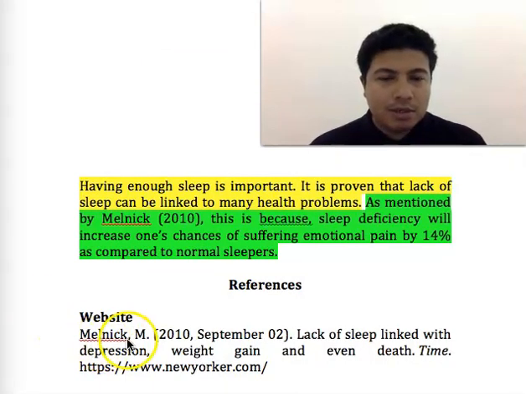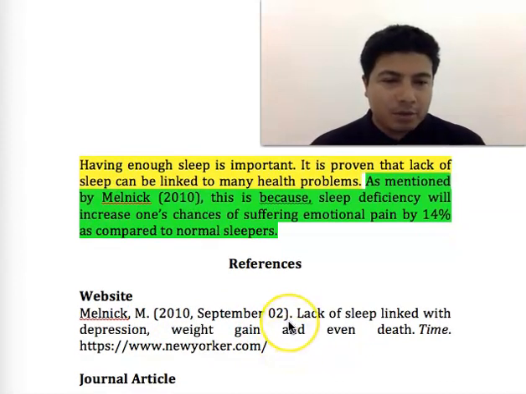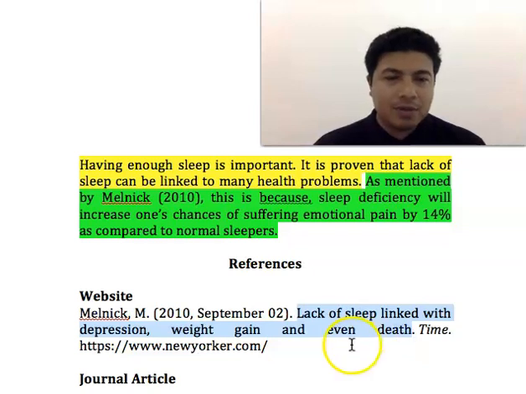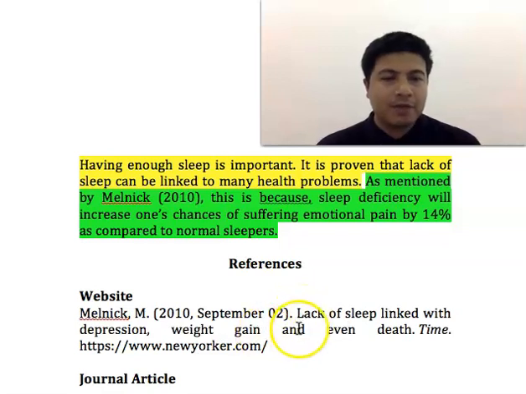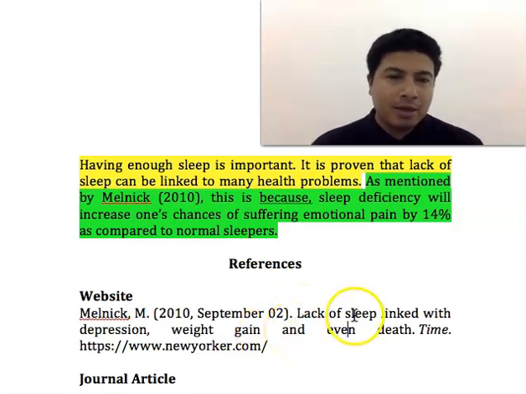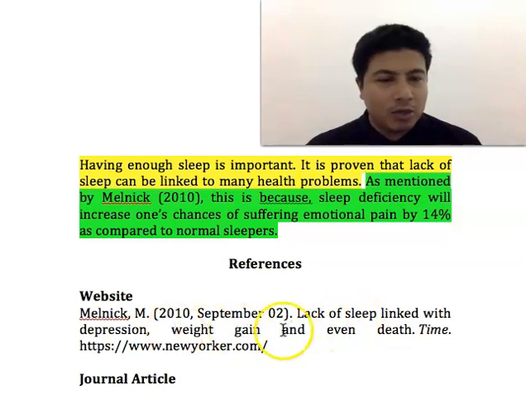So the surname, comma, M dot, in bracket 2010, the year, comma, September the 2nd, close bracket, and full stop. And then this is the title of the article. So you put the title of the article, full stop, only the initial, the first word, in capital, unless you have a name here, then it is in capital. And the rest is in lowercase.